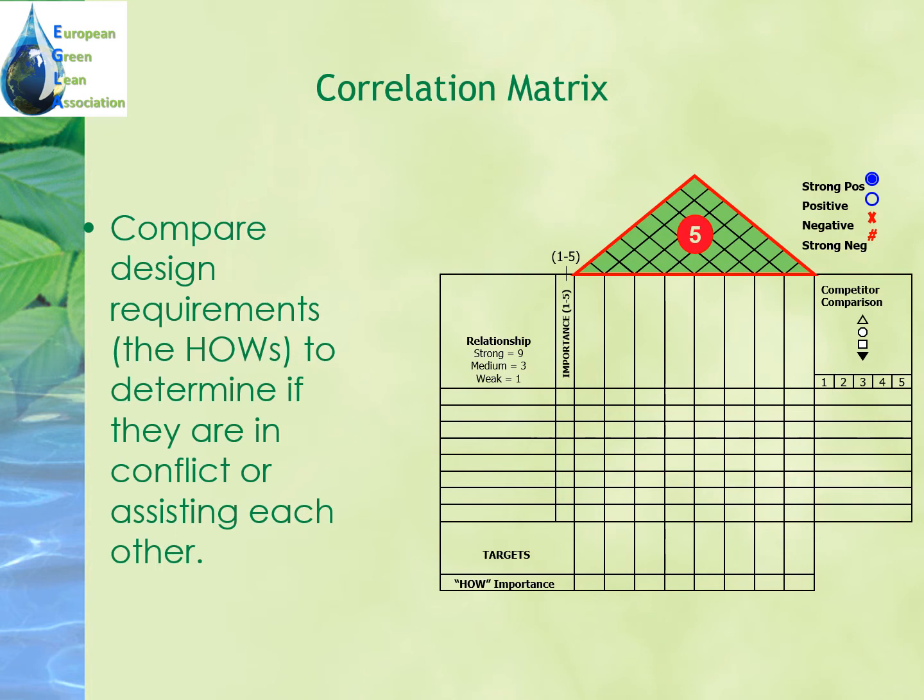We start with the rooftop. As you see, it looks like a rooftop, this green area. The idea is to compare the different design requirements, i.e. the house, to determine if they are in conflict or assisting each other. That means if some planned design requirements are adverse compared to others or supporting each other.